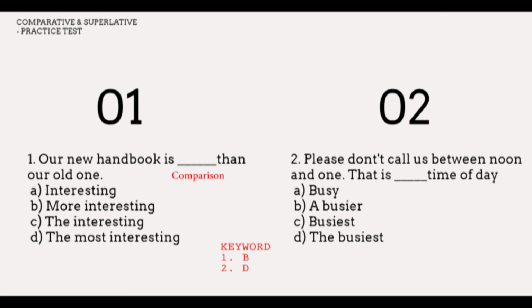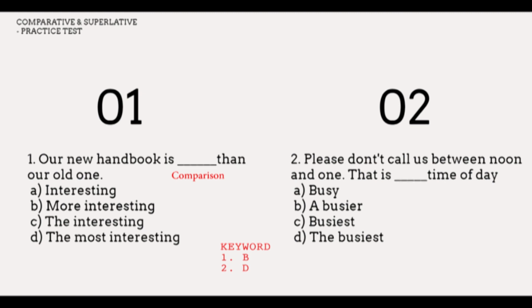For instance, interesting. We have four syllables over here, so we cannot use er. So you should answer it using more interesting. Meanwhile, for this one, this is clear.